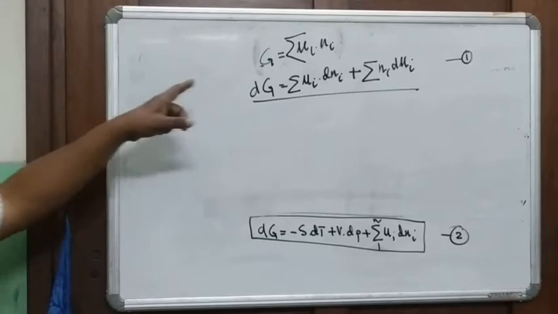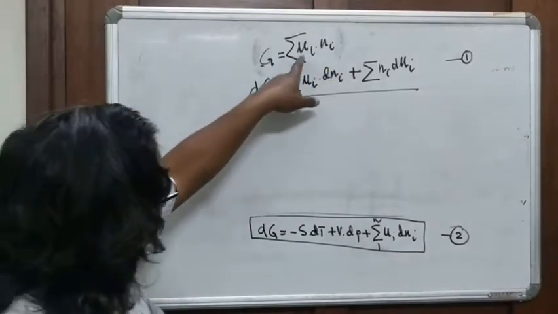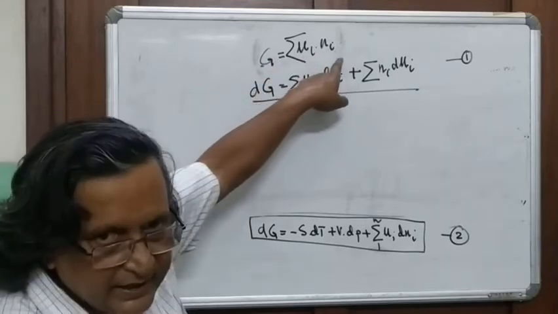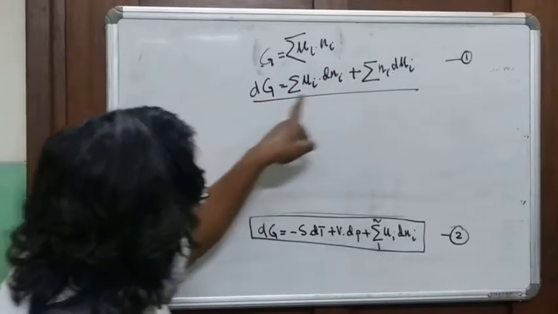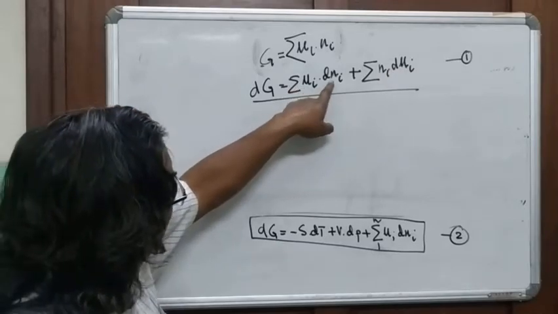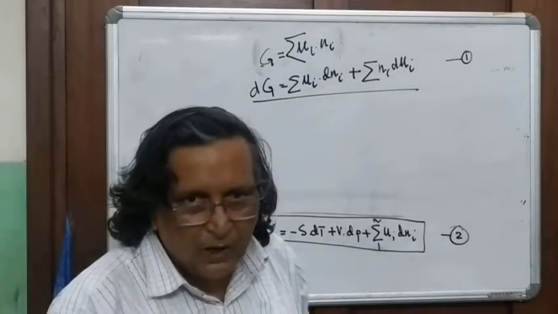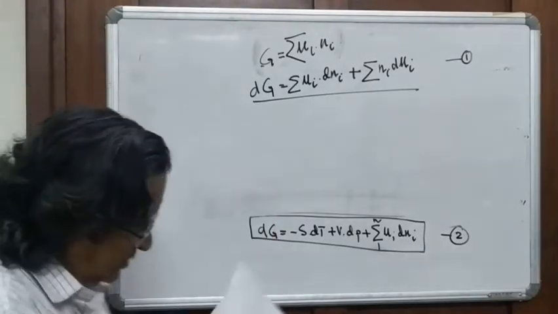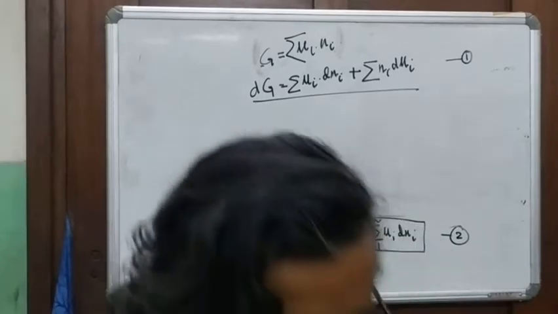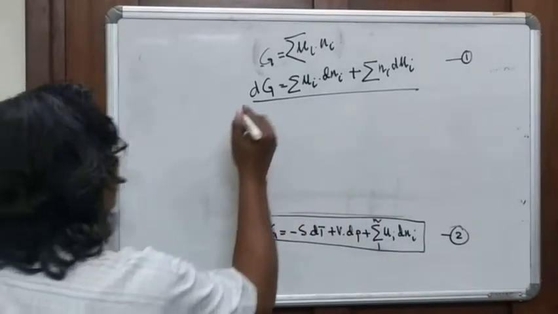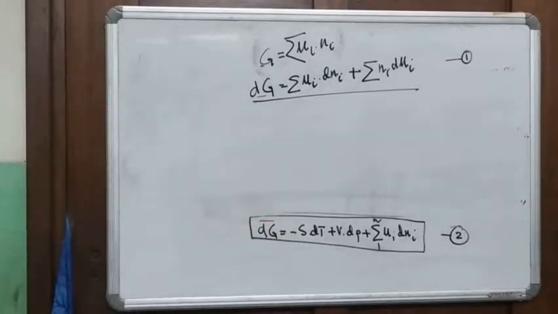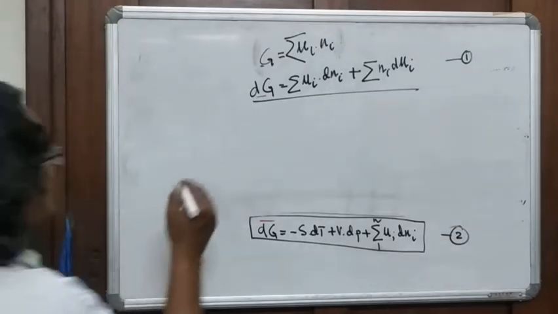Now let me write this 1 and write this 2. G is equal to mu I Ni. Remember, mu I is equal to G by Ni. So G is equal to sigma mu I Ni. And if I find the derivative equation, it's sigma mu I dni and Ni d mu I. Now you see here, this both have the same dG.